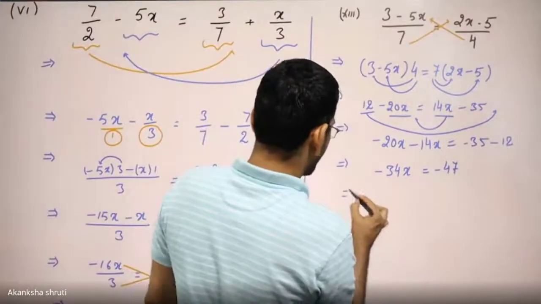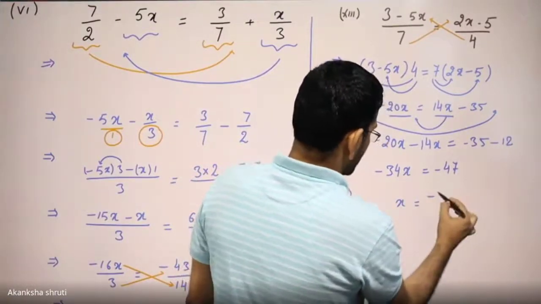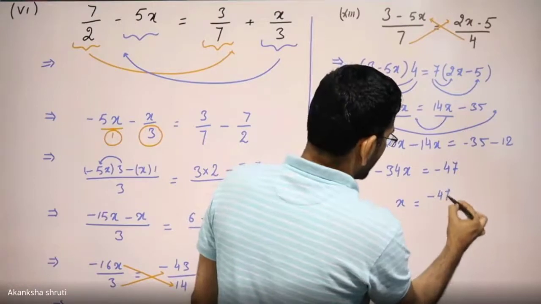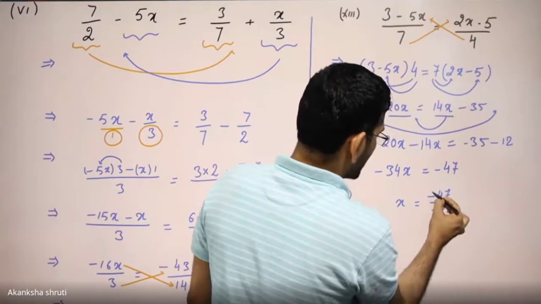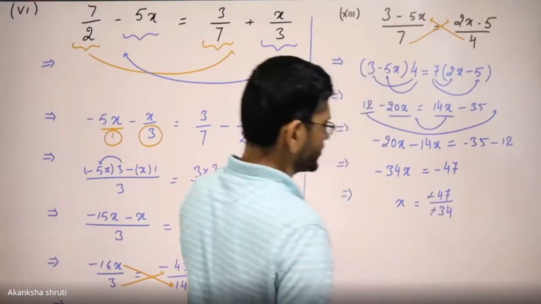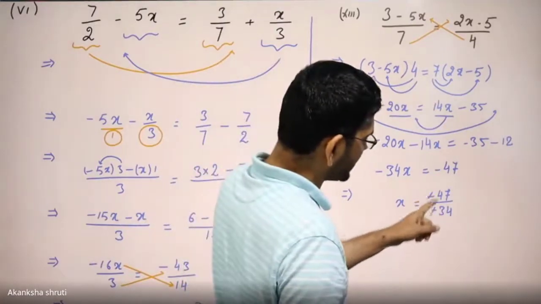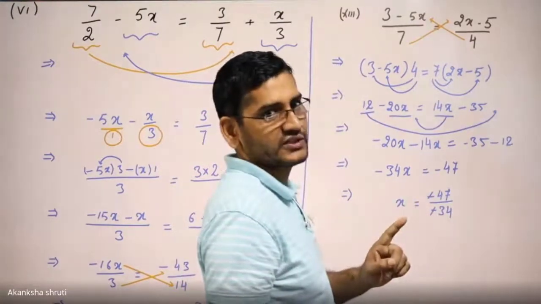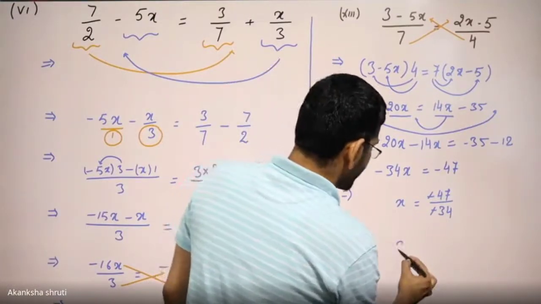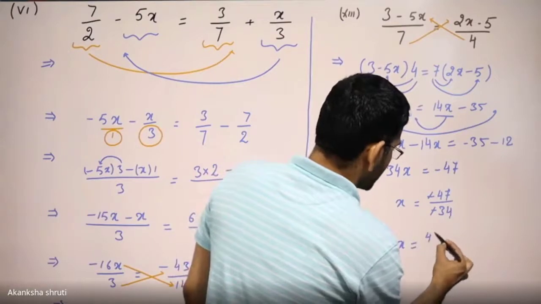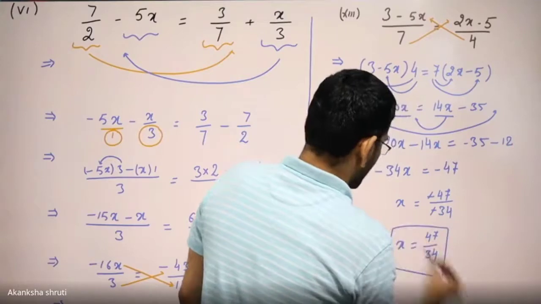Now for finding the x, bring this 34 into the denominator of 47 with the negative sign. Here we are observing both numerator and denominator have a negative sign, that will get cancelled. How is this cancellation? We are multiplying both numerator and denominator by minus 1. The rule is that, but no need to write those steps. So directly we are getting x is equal to 47 by 34. This is the required answer.